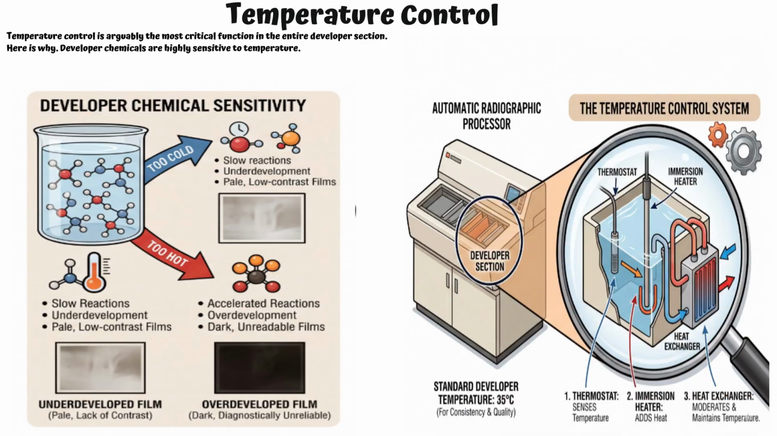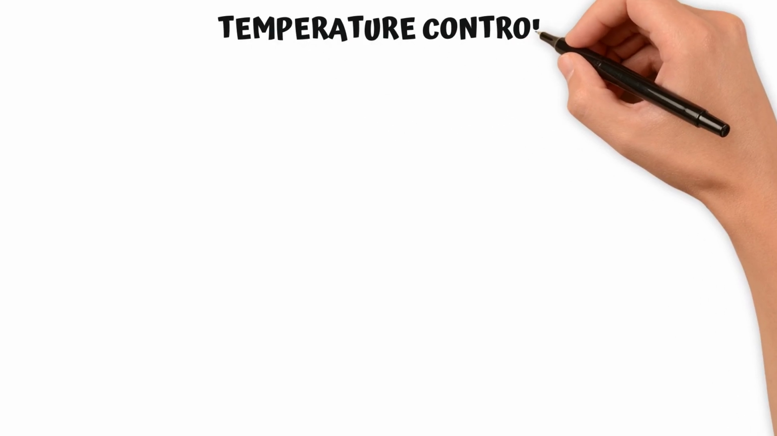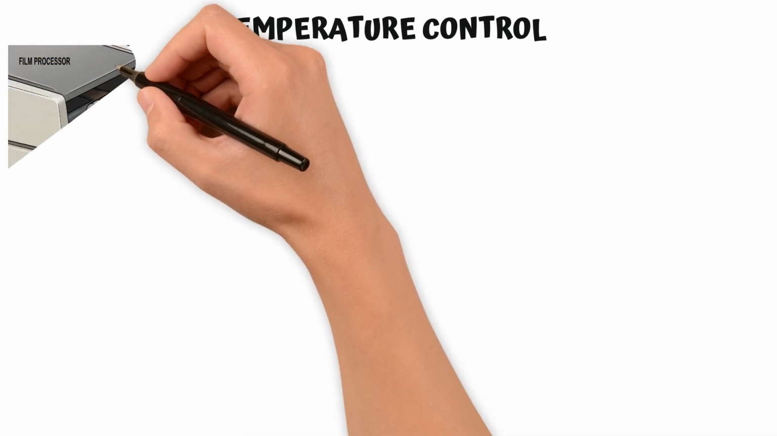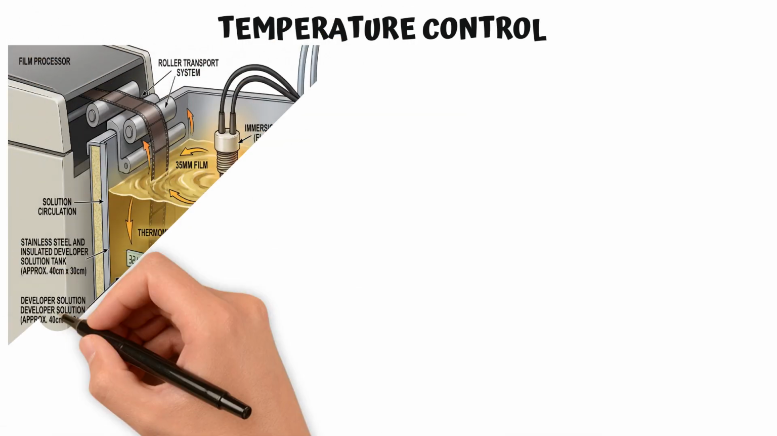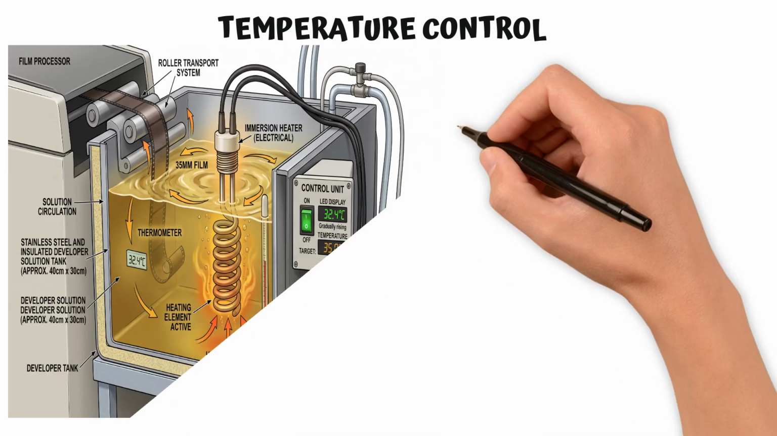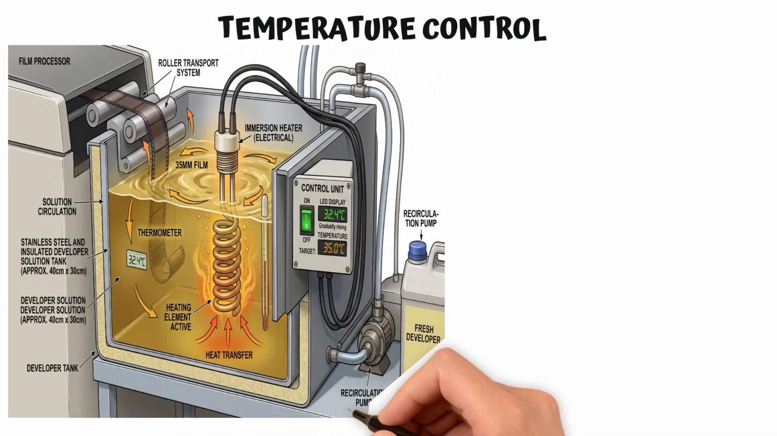1. The immersion heater. 2. The thermostat. 3. The heat exchanger. Let us now follow the process step by step. The immersion heater is an electrical heating element submerged directly in the developer solution. When the processor starts up, it heats the solution, gradually raising its temperature toward the target of 35 degrees Celsius.